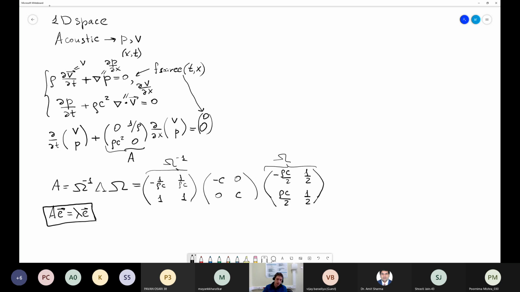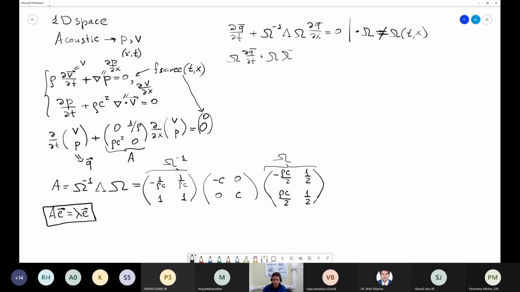So let's represent this equation. Let's introduce some new notation. The vector q: the first coordinate is equal to the unknown function v, velocity, and the second to p. So dq over dt plus, instead of matrix A, we will put here omega minus 1 lambda omega, dq over dx, is equal to 0. Let's multiply this equation from the left side by omega. And omega is not a function of time or x right now. That's why we can write omega dq dt plus omega omega minus 1 lambda omega dq over dx equal to 0.